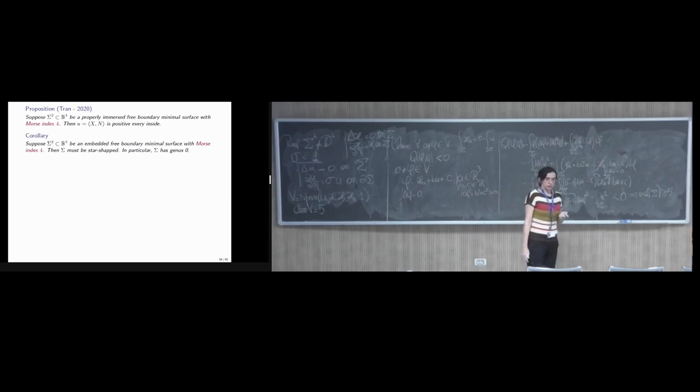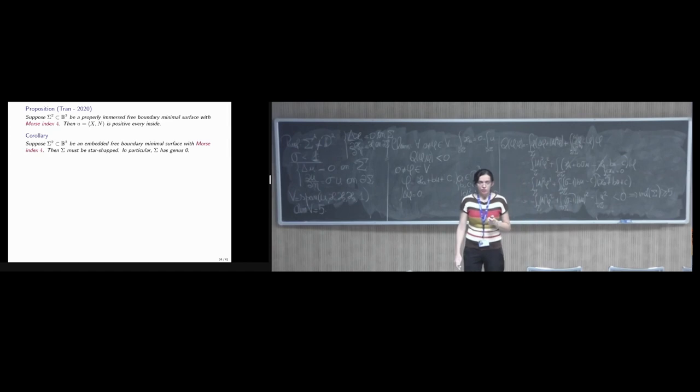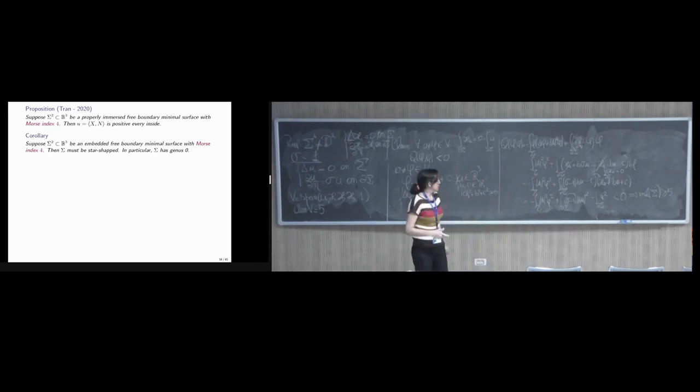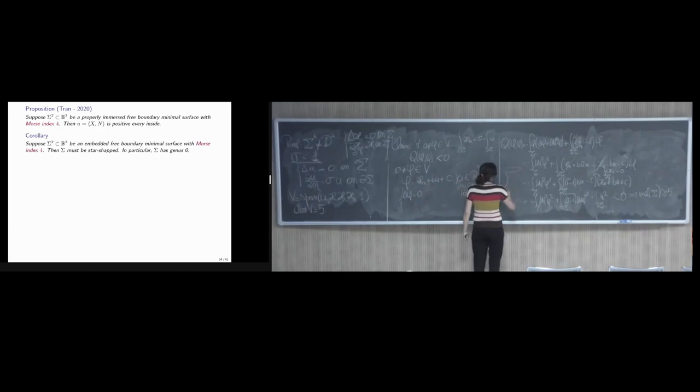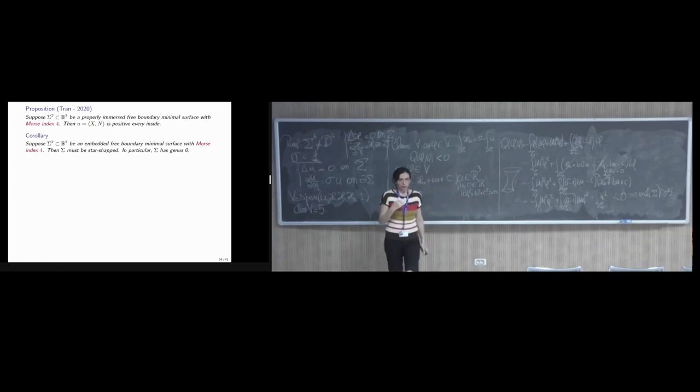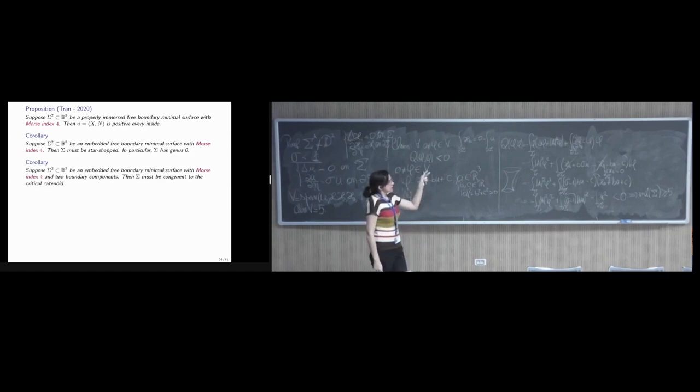Why is this important? Because imagine that your surface has two boundary components, and the genus is zero. You can prove that the surface is a critical catenoid. Let me see. This result here, exactly what I put here talking for you. Suppose that sigma is a free boundary minimal surface in the ball, embedded with index 4, and with two components on the boundary. In this case, sigma is a congruent critical catenoid, right?